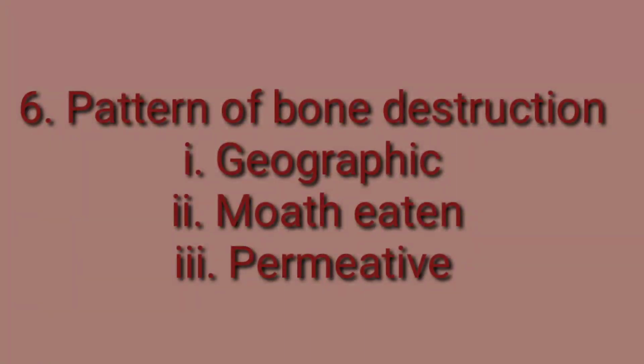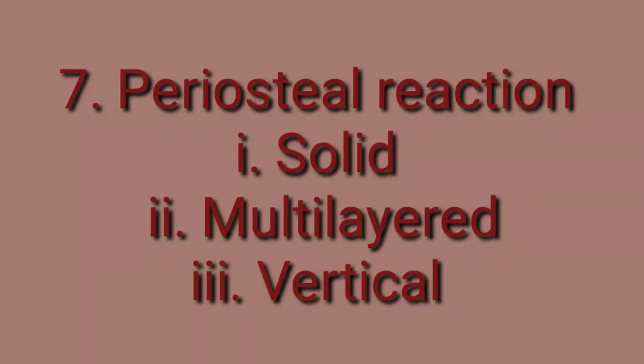Quite often you might ignore it on X-rays, but one should be very vigilant to look for the permeative pattern. It is a very aggressive pattern and can be seen in Ewing sarcoma and in lymphoma. The important point: periosteal reaction is very common, and everybody should pay attention to it. There are multiple types of periosteal reactions, but mainly you have to look whether the periosteal reaction is of solid type, or multi-layered, or vertical. So these are the three very important points.